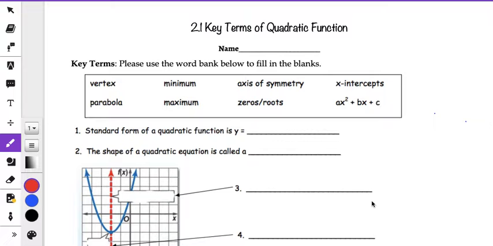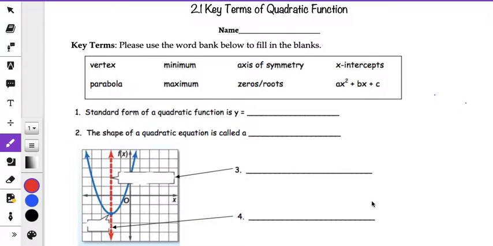So let's get started. On this handout, we are going to look at a word bank, all the vocabulary in the box here. We are going to use them to fill out the blanks, and also use this chance to practice how these terms are defined and what they mean on their graph.